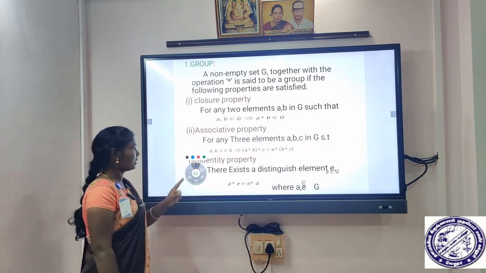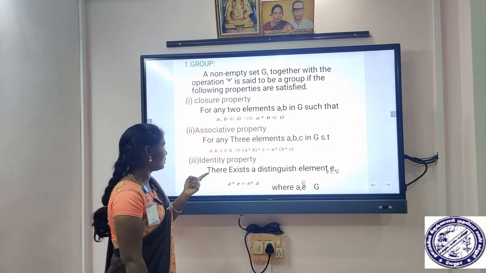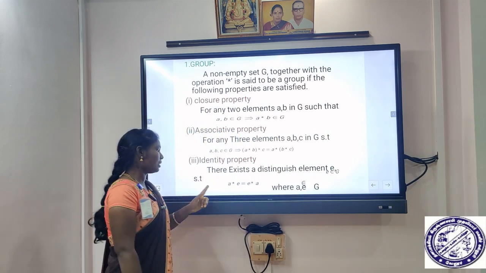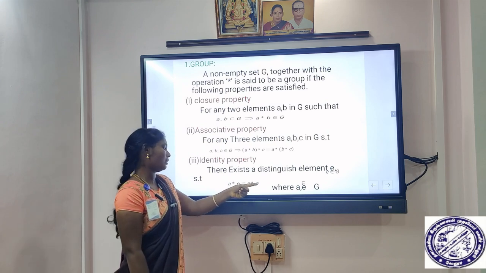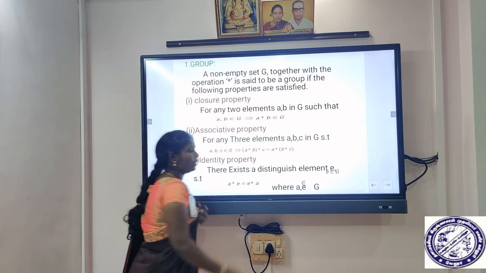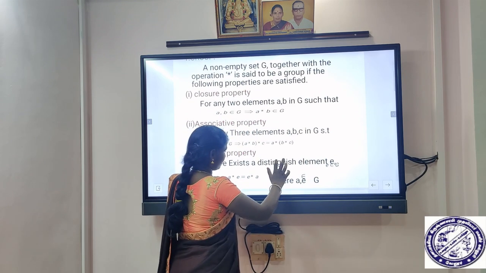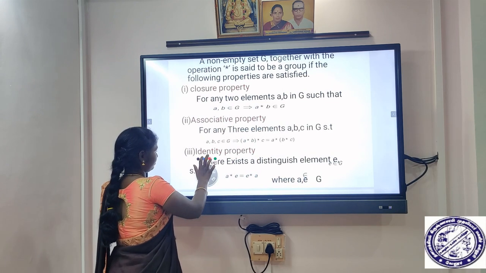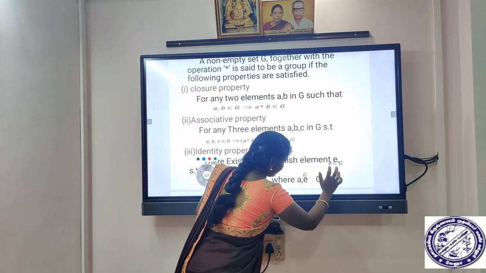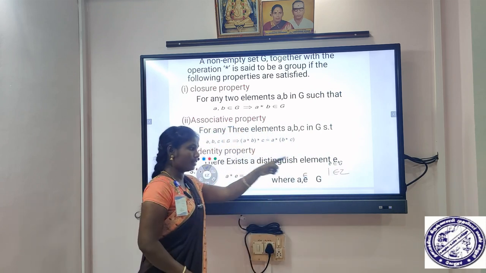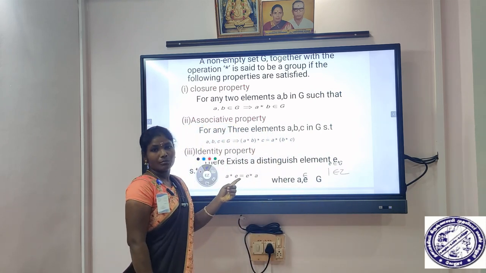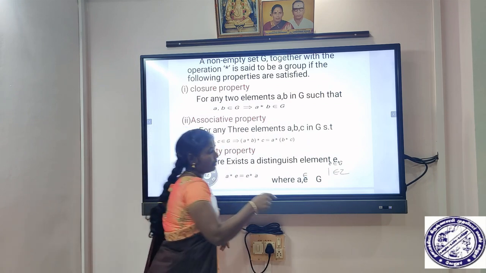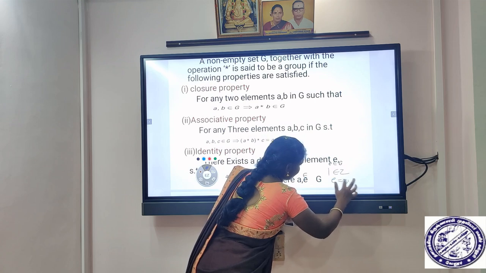Next one is the identity property. So what is the identity property? There exists a distinct element E belongs to G such that A star E equal to E star A. So I choose the A value is 1, which belongs to Z. E is nothing but the identity element. Here the identity operation is plus. So E value is equal to 0.